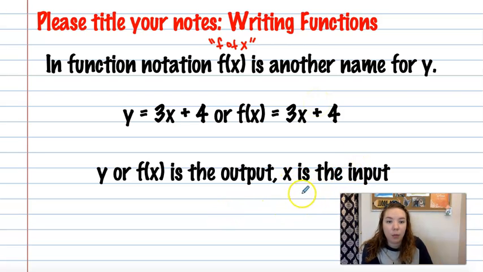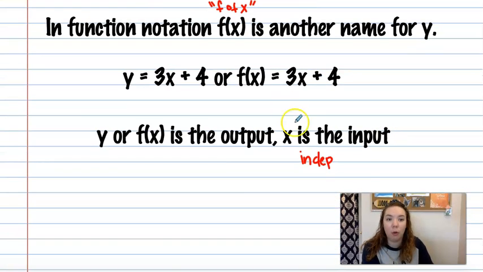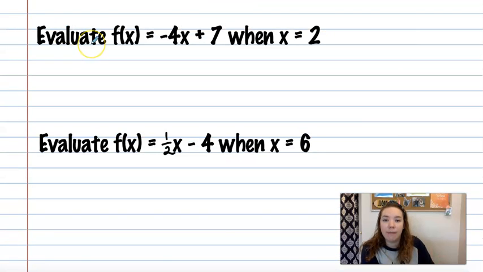Also, x we will sometimes call independent because it's really the one in control. Y or f of x is dependent because it depends on what you plug in for x. So let's look at some examples here. For functions, we're not going to use y. It says they're interchangeable, but we really want you to get used to this new notation, so we're only going to use f of x for this unit, so that you can get used to the notation.